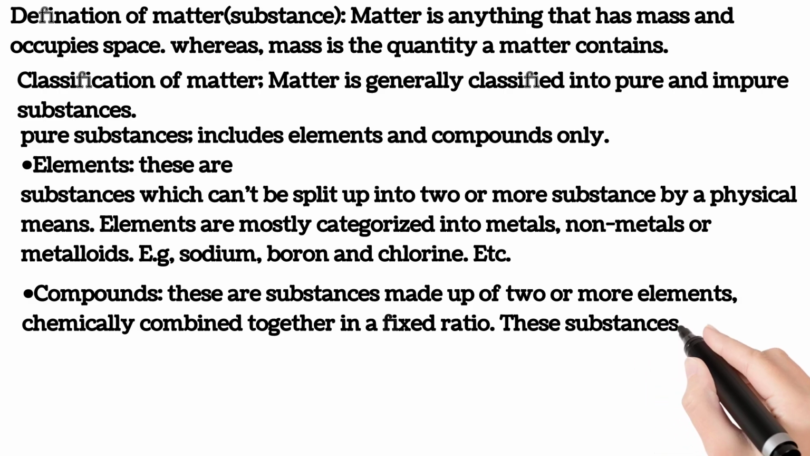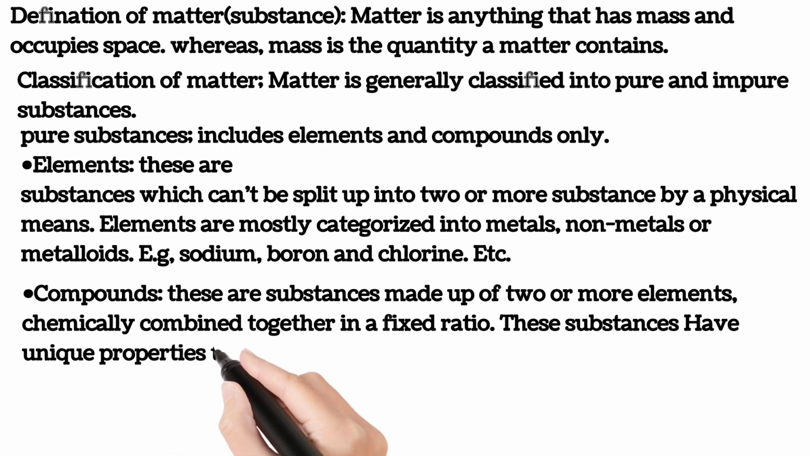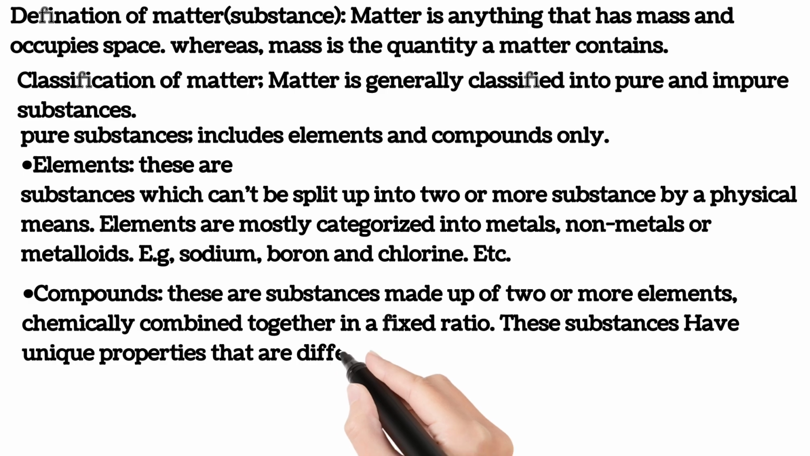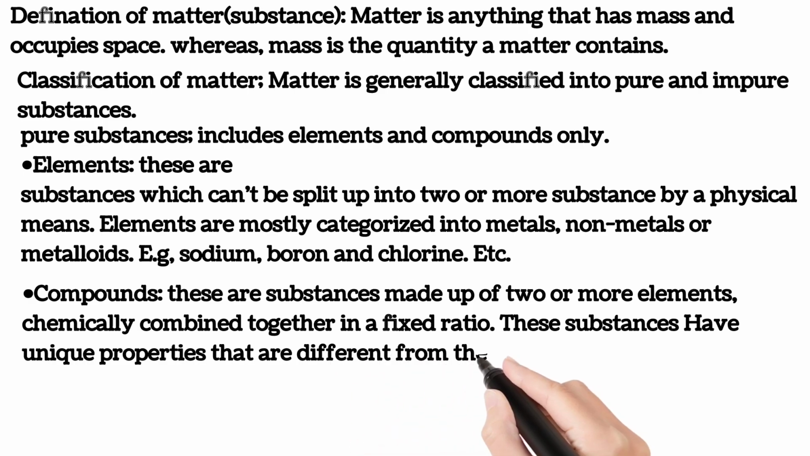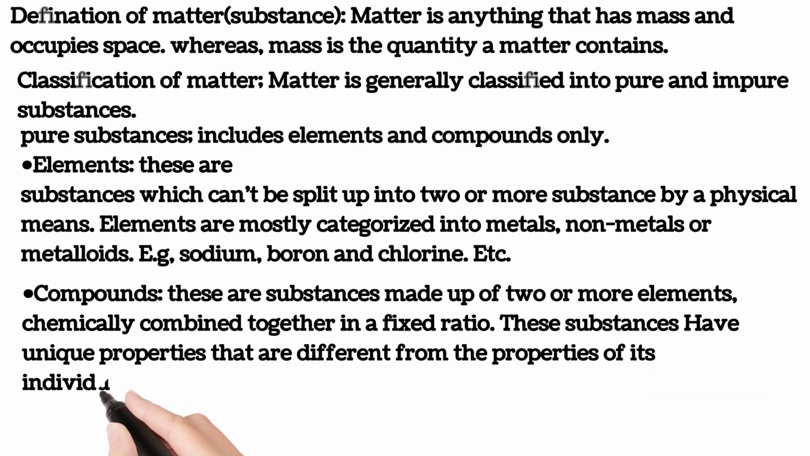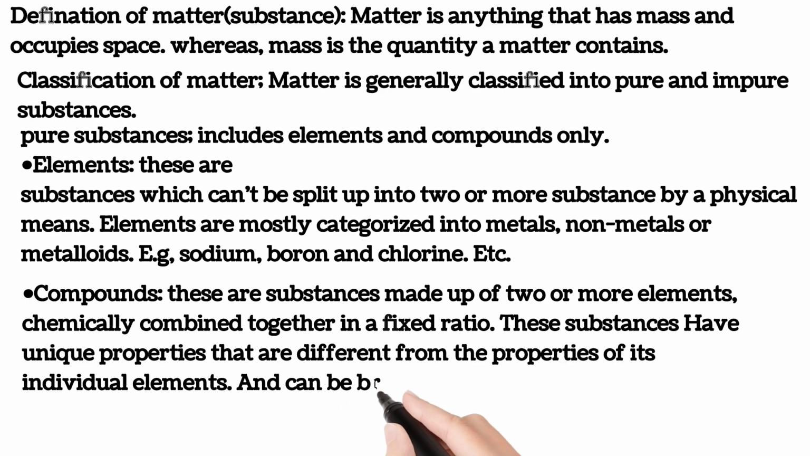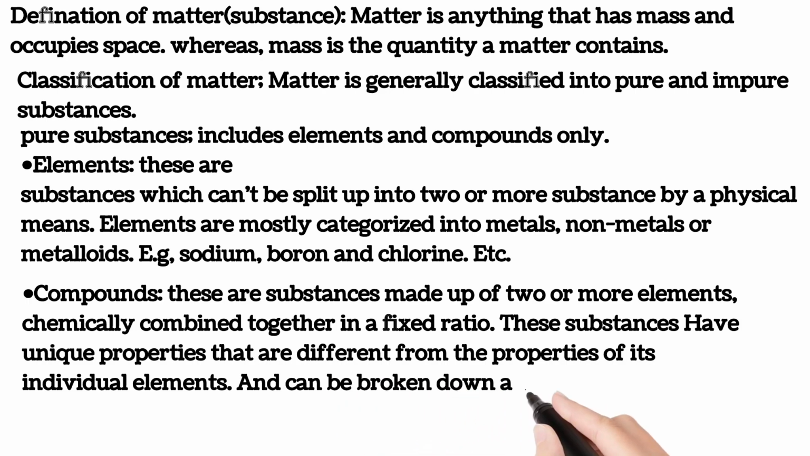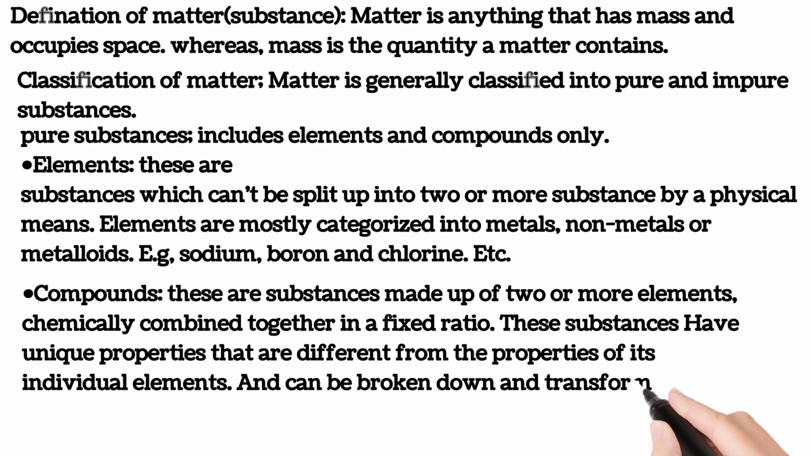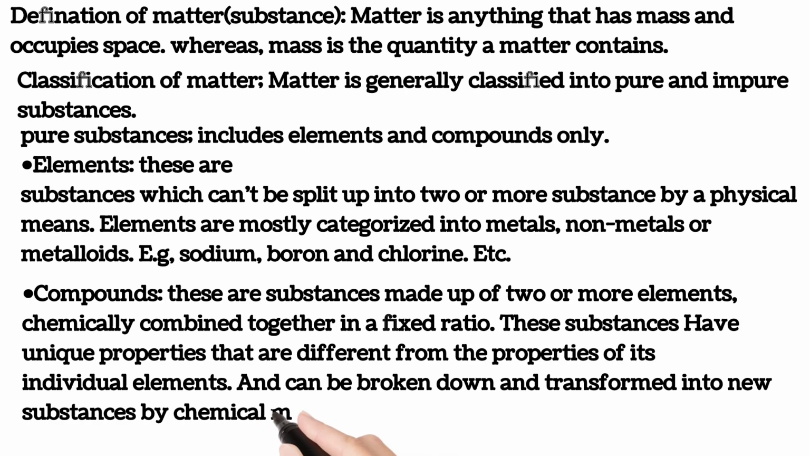Now these substances have unique properties that are different from the properties of its individual elements. It means the elements that form the compound, their properties are usually different from the compound itself, because when you separate the compounds into their component elements, the individual elements possess properties that are different from the compound itself. So that's what it means.